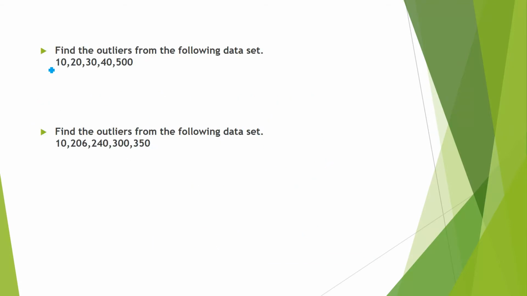Here I have set two examples for you. Find the outliers from the following data set. So 10, 20, 30, 40, these are fine. But see, the next is 500, extremely high. So this is the outlier. Find the outlier, same thing, from the following data set. Now we have 10, then 206, 240, 300, 350. So we will see all this data is fine, but 10 is too low compared to the rest of the data. So this is called the outlier.